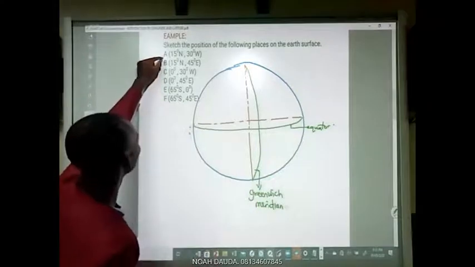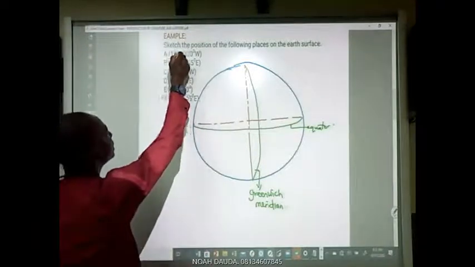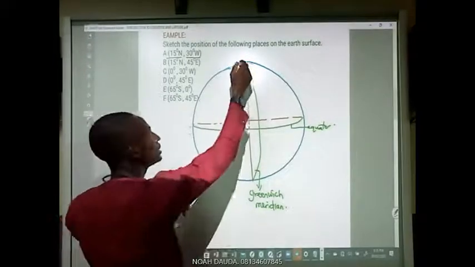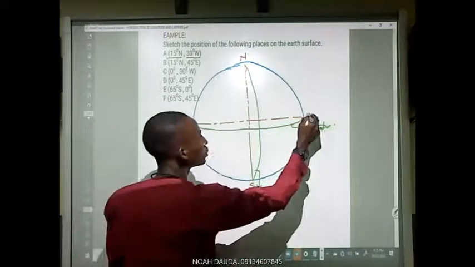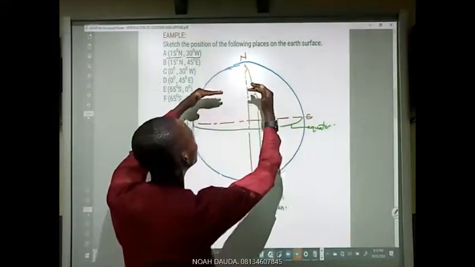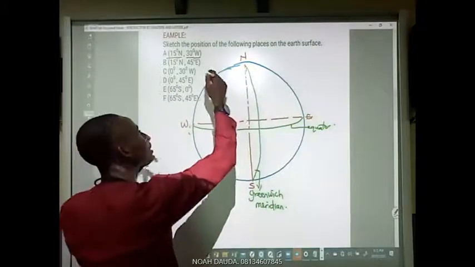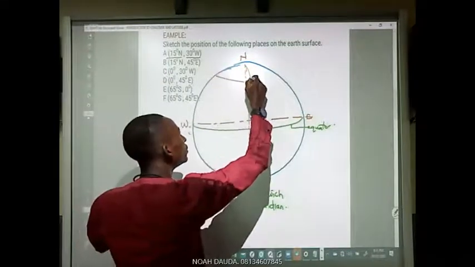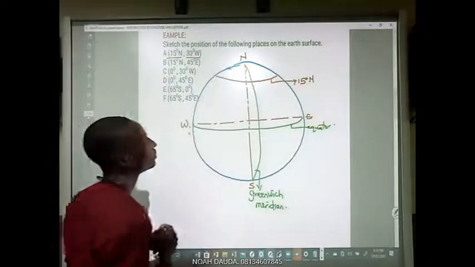Now, let's move on to the first question. The first question says A, 15 degree north and 30 degree west. Do not forget that this is your north pole, south pole, west pole, and your east pole. And when we consider 15 degree north, 15 degree north will move down to this axis. Now, in that case, your 15 degree north can be drawn anywhere on this region. So let me just draw something of this nature and call this line 15 degree north, and I'm done.